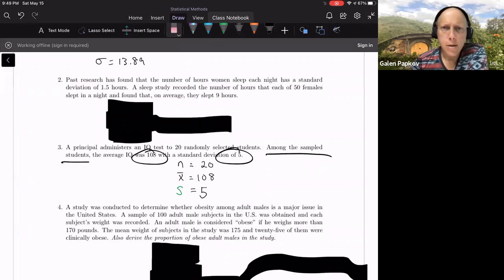All right, so let's see how you did. For number 2, past research has found. So that is signaling you this is broad, it's general. I'm about to tell you about the population. And what we learned is that the standard deviation of that population is 1.5 hours. So the appropriate symbol there is sigma.